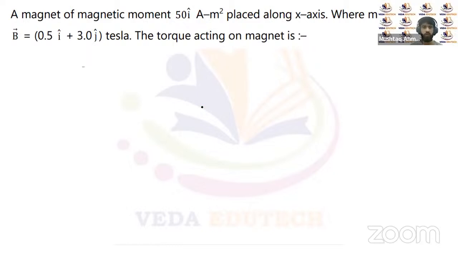Now let's move on to the next question, which was asked in one of your previous year exams. A magnetic moment is given as 50 i cap ampere meter square, placed along the x-axis. So it means the direction of this magnetic moment is along the positive x-axis. Here the magnetic field is given as 0.5 i cap plus 3.0 j cap Tesla.